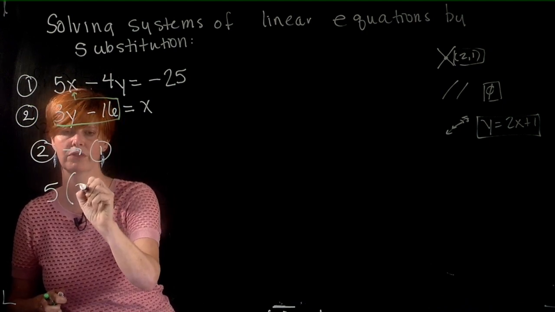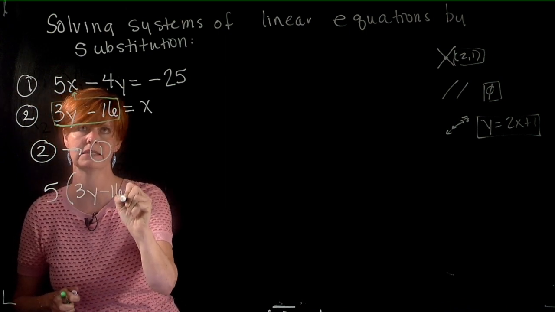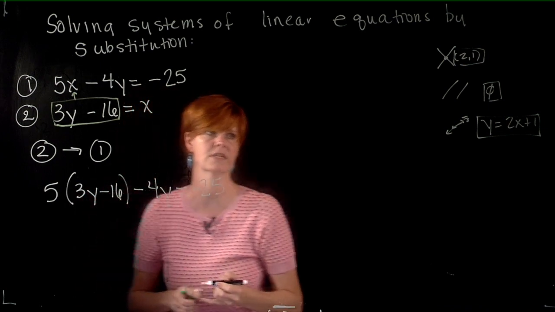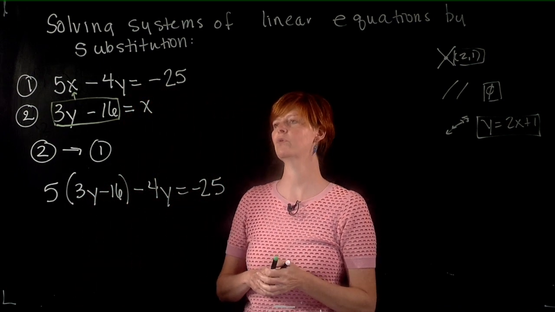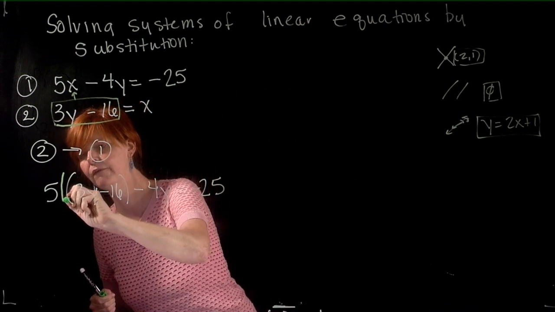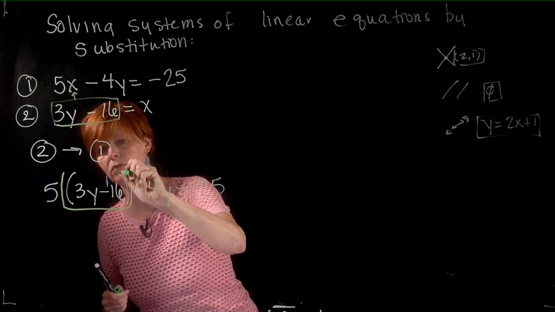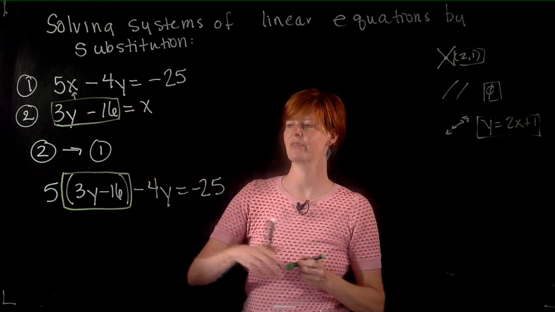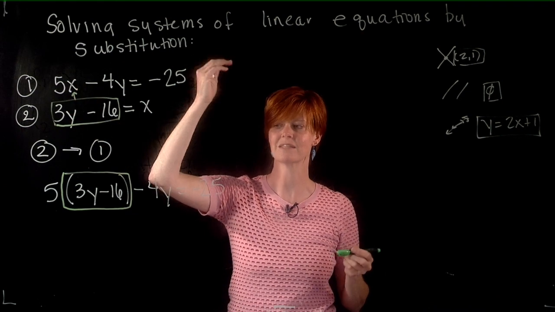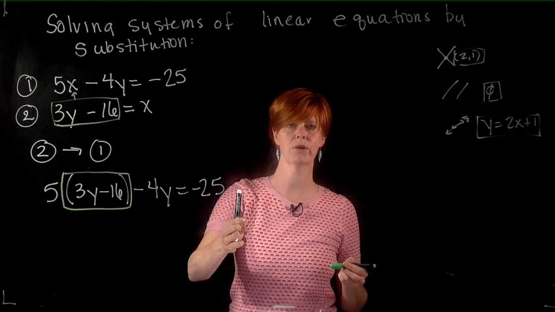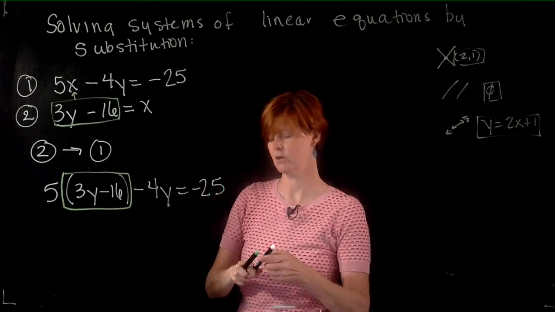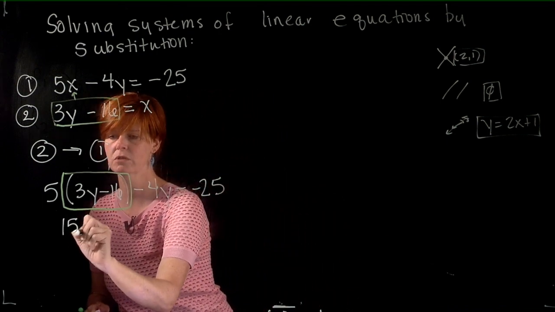This is now replaced with 5(3y - 16) - 4y = -25. Now let me move to the side and you can see that. So what we have done is substituted. I'm going to put this in a green box. That 3y - 16 is now in place of the x. That's the substitution. But now what we have is a linear equation with one variable. We can solve that, then plug it back in to find the other variable. So we'll do that here somewhat fast because you should be good at this.